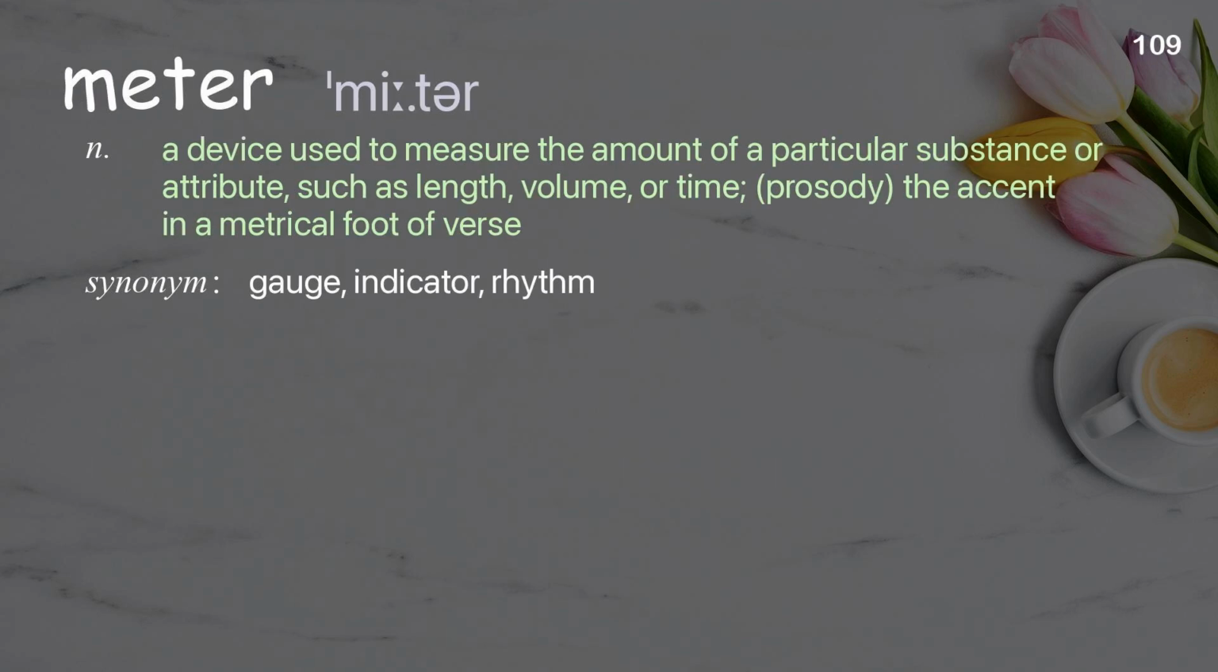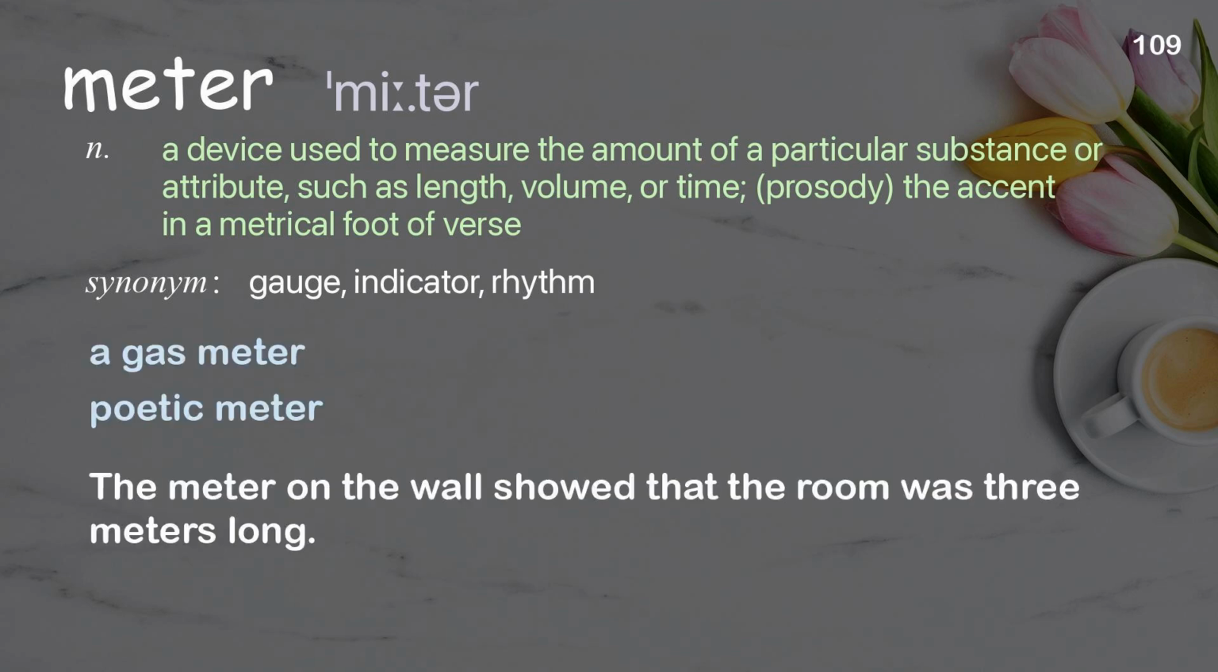Meter. A device used to measure the amount of a particular substance or attribute, such as length, volume, or time. Prosody, the accent in a metrical foot of verse. Examples: A gas meter, poetic meter. The meter on the wall showed that the room was 3 meters long.